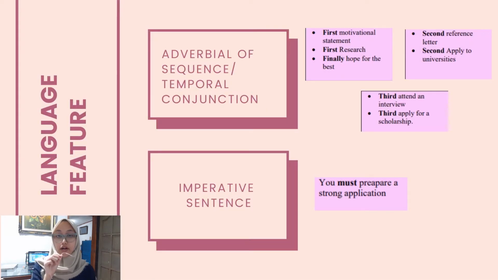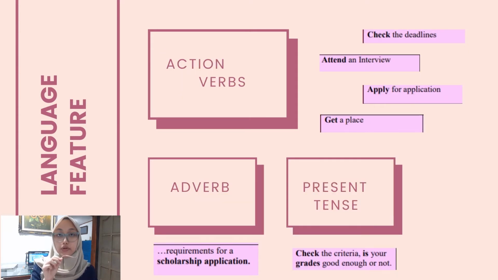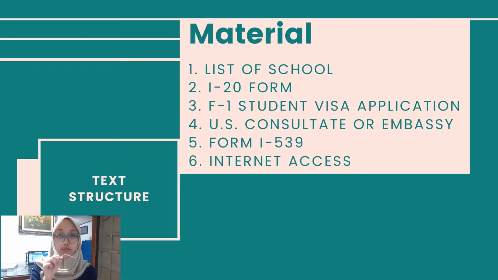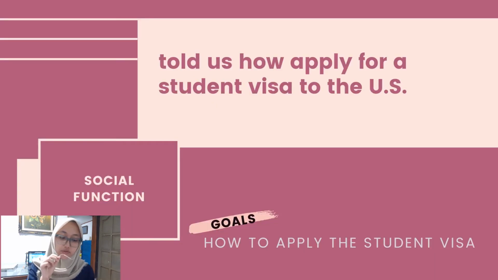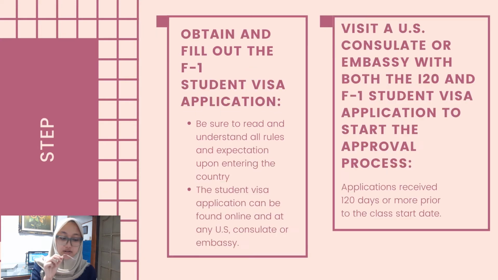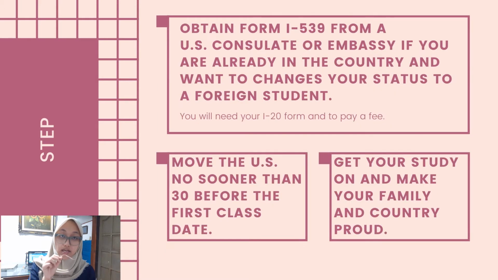Next, we identify the language features. From the procedure text, there are five language features. The first one is adverbial of sequence, or temporal conjunction. The examples from this procedure text are like first, motivational statement; for research; finally, hope for the best. And next, second, reference letter; second, apply to universities. Third is attend an interview, and the third, apply for a scholarship.